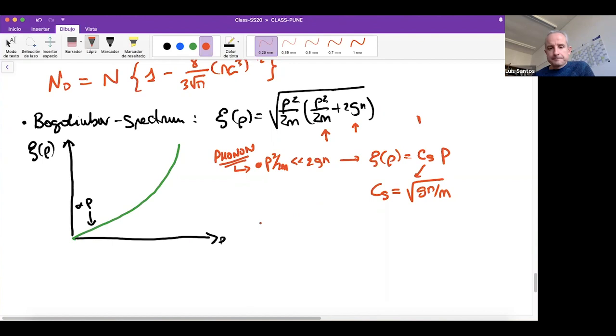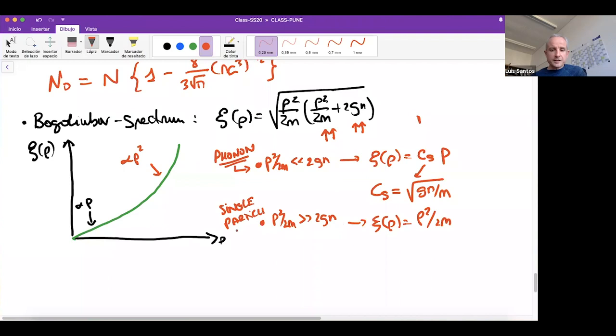For P squared over 2m much larger than 2gn, on the contrary, now this part here is much smaller than this part here. And then you can see that we recover the dispersion of a single particle. So here, this is proportional to P squared. So this is what one could call the single particle part of the spectrum. So for large momenta, you recover basically the dispersion of a single particle. So basically quasi-particles become particles. Whereas if you are at low momentum, quasi-particles are very different from particles. And indeed, you now get a dispersion which is linear. This is the phonon part of the spectrum.